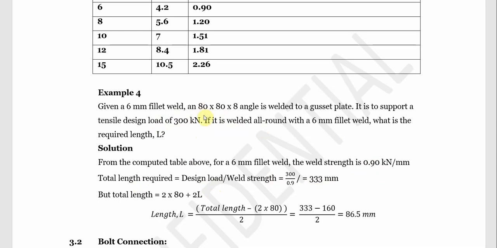However, now for an angle having 80 by 80, the thickness of the angle bar is 8 mm, but its size is 80 by 80. Now, let's say we want to get the total length. It will be 2 times 80, plus 2L, because we have two lengths, the vertical and the horizontal member.